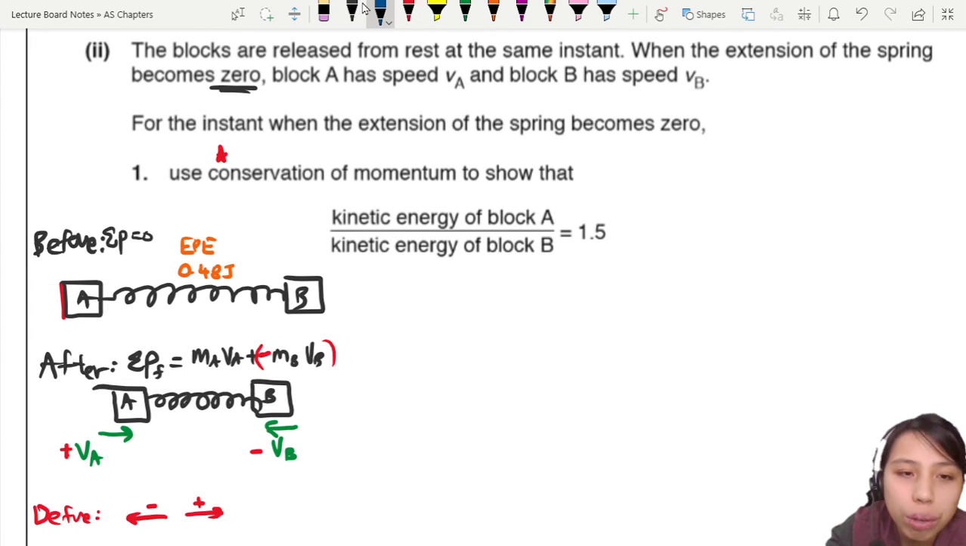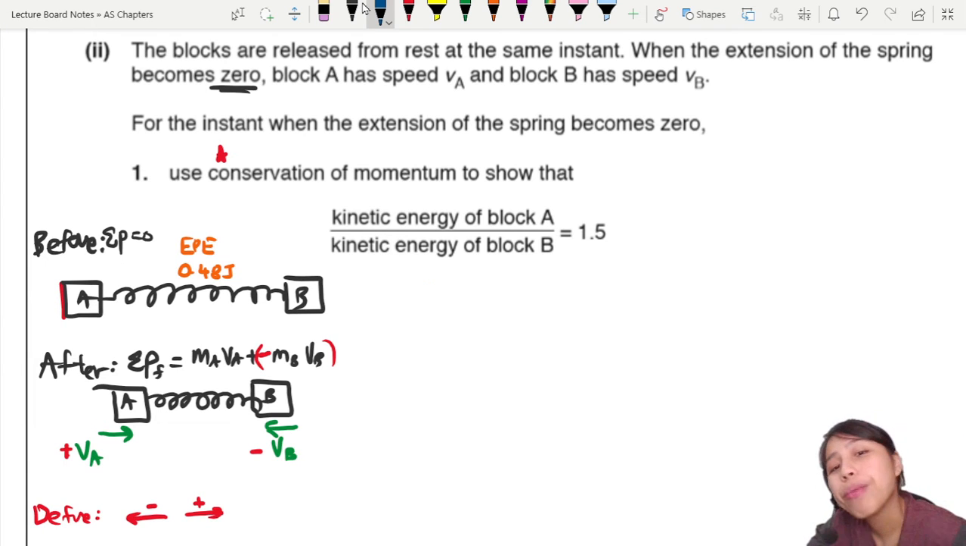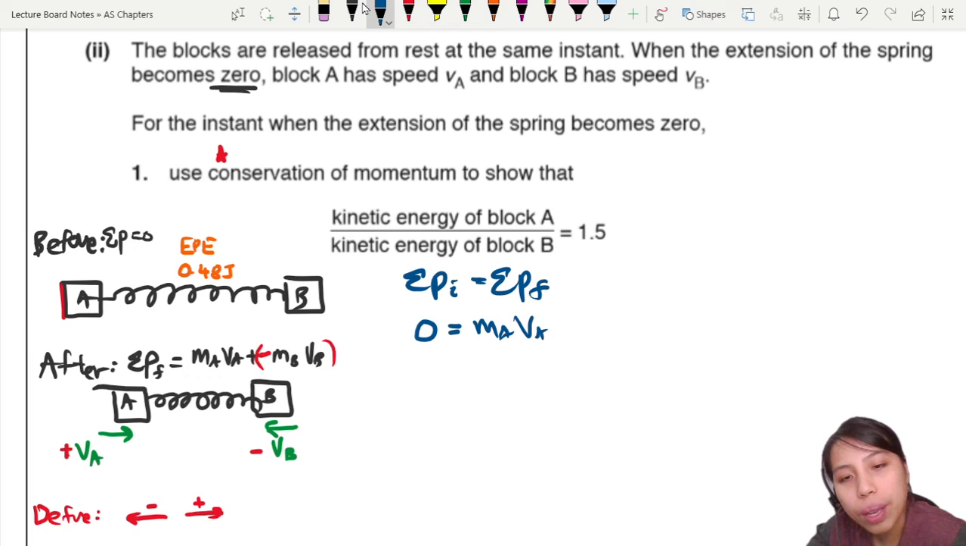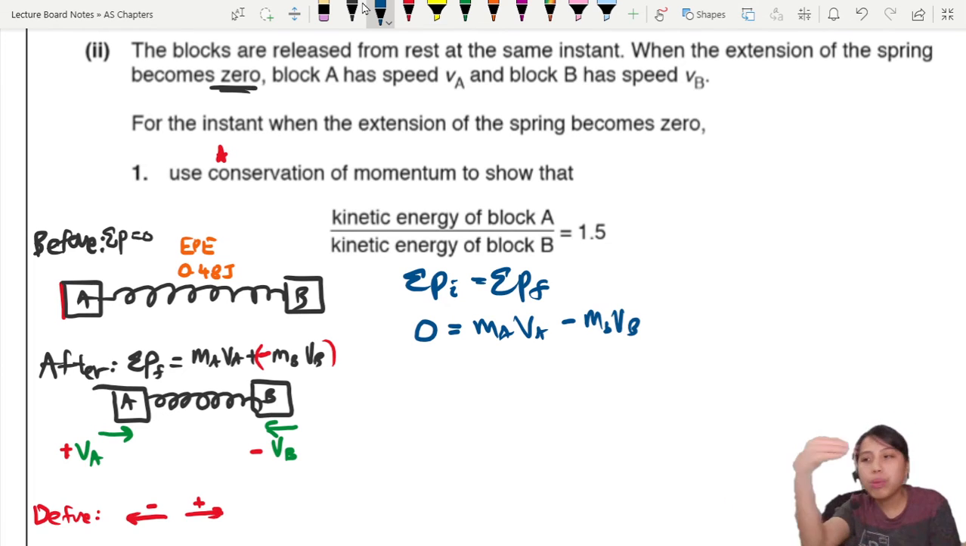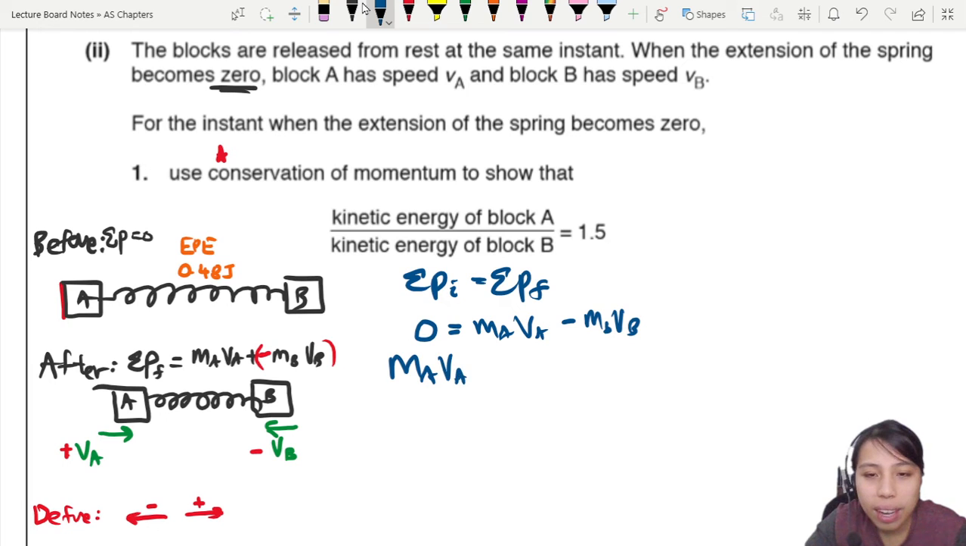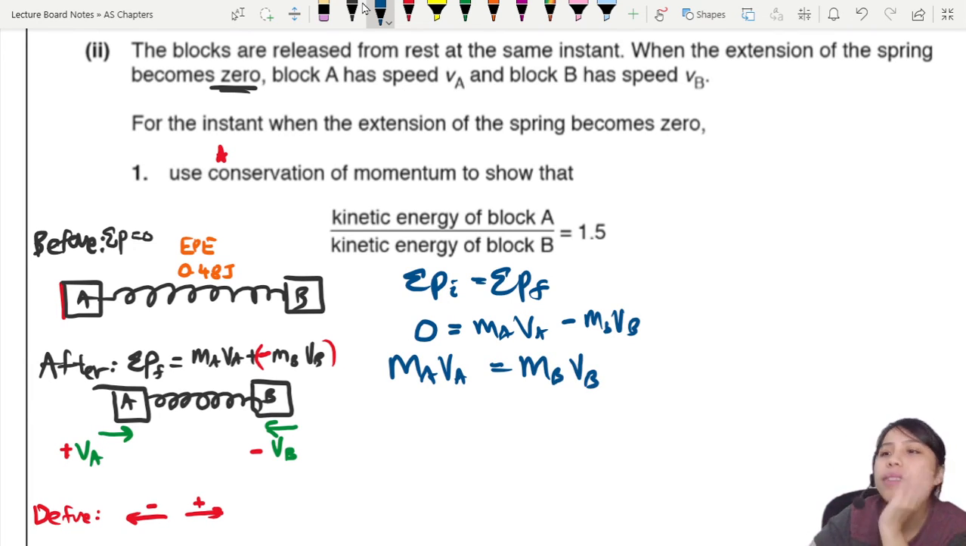So let's just continue our conservation of momentum. If momentum is to be conserved here, total momentum before equals total momentum after. So 0 equals MAVA minus MBVB. Or you can straight away shortcut and say the block momentum must be the same. One moves to the left, one moves to the right. So MAVA equals MBVB.